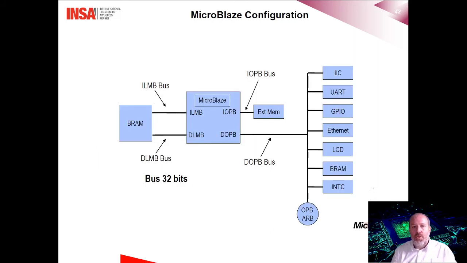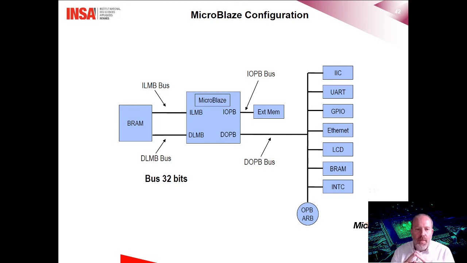So this slide shows the MicroBlaze configuration and how it communicates with the different peripherals that are implemented within the FPGA fabric. For example, we see that the MicroBlaze can communicate with a 32-bit bus with a BRAM for the most performance. There's also an additional OPB bus that is used to make the MicroBlaze communicate either with the external memory or other devices like GPIOs, Ethernet, LCDs, other memories, or the UART interface.